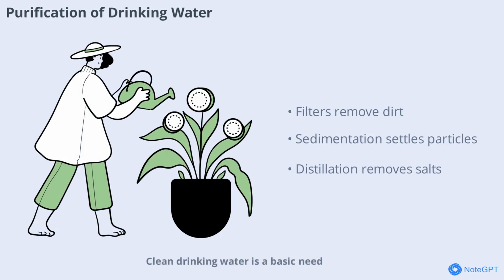Clean drinking water is a basic need, and separation methods play a key role in ensuring its purity. Water is filtered to remove dirt, sedimented to settle particles, and sometimes distilled to remove dissolved salts. These steps make water safe for drinking and prevent diseases. Understanding these processes helps us value the clean water we get at home.